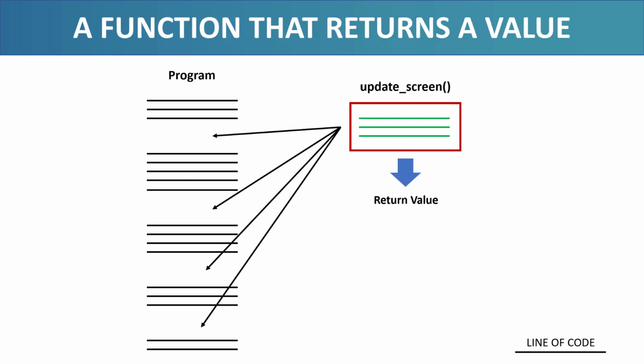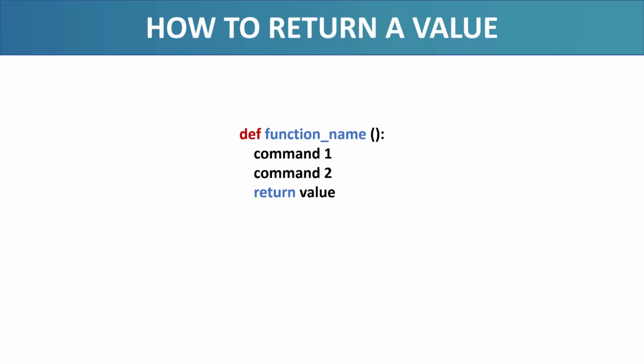Sometimes when we call our functions, we want to get information back from that function, like an answer or a result. This is called returning a value from the function. We achieve that by using the return keyword. The return keyword returns a value from a function.